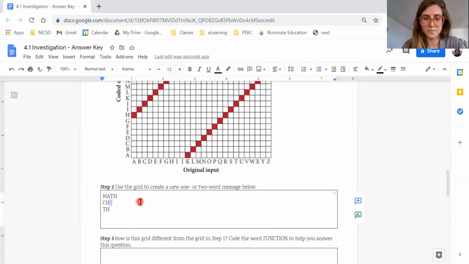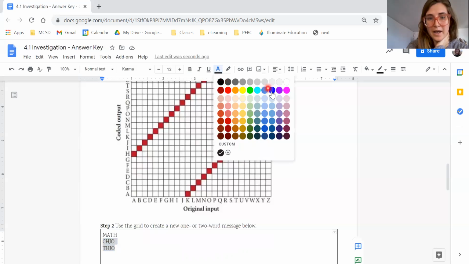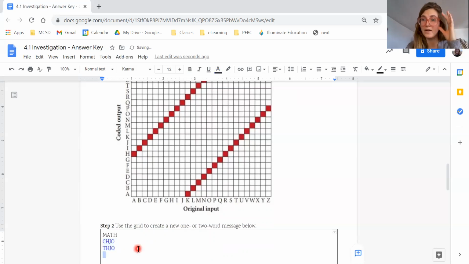So T codes to J, and then H just codes to O. Yes, to O. Oops, not 0, O. So either one of those would be the coded word for math. And there's a reason behind why there's two different options. And this is to help you get thinking about what a function is.